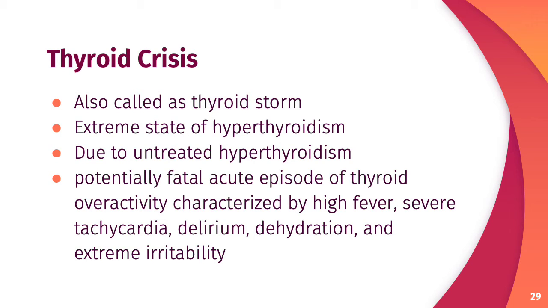One of the complications of hyperthyroidism is thyroid crisis, also referred to as thyroid storm. It is an extreme state of hyperthyroidism, and this could be due to untreated hyperthyroidism. This is a potentially fatal acute episode of thyroid overactivity, which is characterized by high fever, severe tachycardia, delirium, dehydration, and extreme irritability. So with thyroid storm, mortality is very high, so rapid treatment is necessary to preserve the life of the patient.